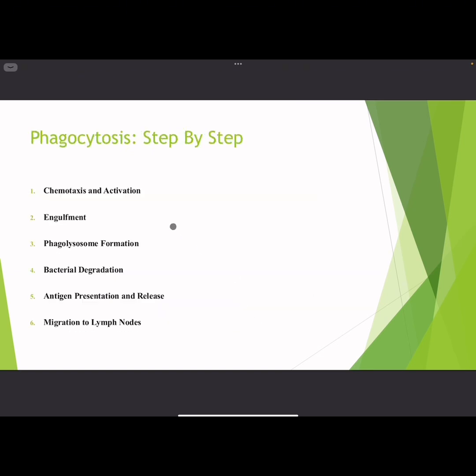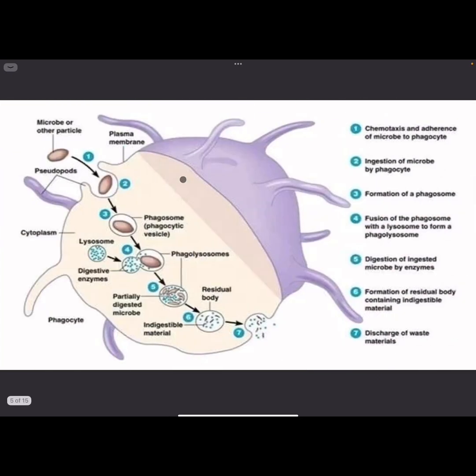Now here we'll see the phagocytosis step by step. First, we have chemotaxis and adherence of the microbe to the phagocyte. As you see here, the microbe, this brown particle over here, is coming, or actually the phagocyte is coming next to the microbe step by step, and then it would ingest the microbe.